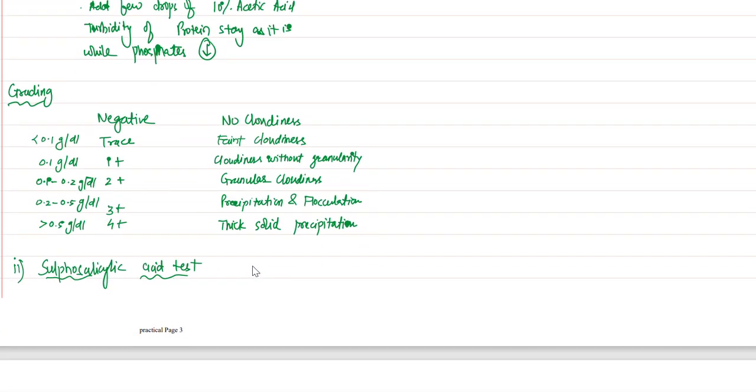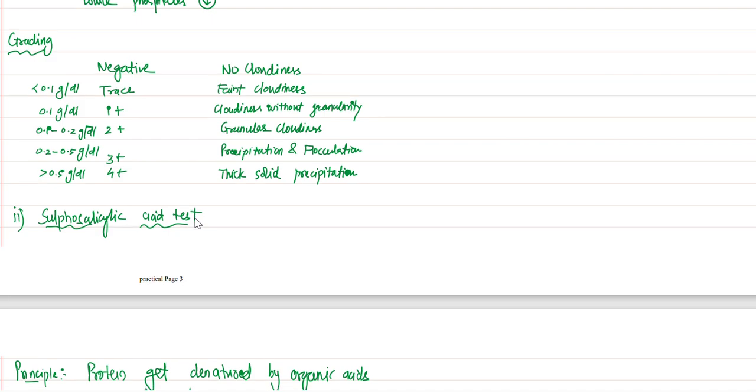Grading is there. If less than 0.1 gram per deciliter, we can say a trace amount is there, a faint cloudiness. If there is no cloudiness, it means the test is negative. If cloudiness without granularity is there, 0.1 gram per deciliter will be there, so we give 1+ grading. According to this, this is a grading table which we have to remember.